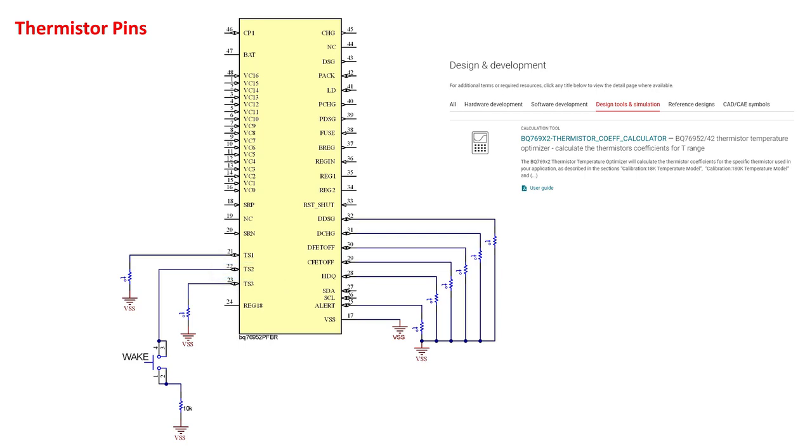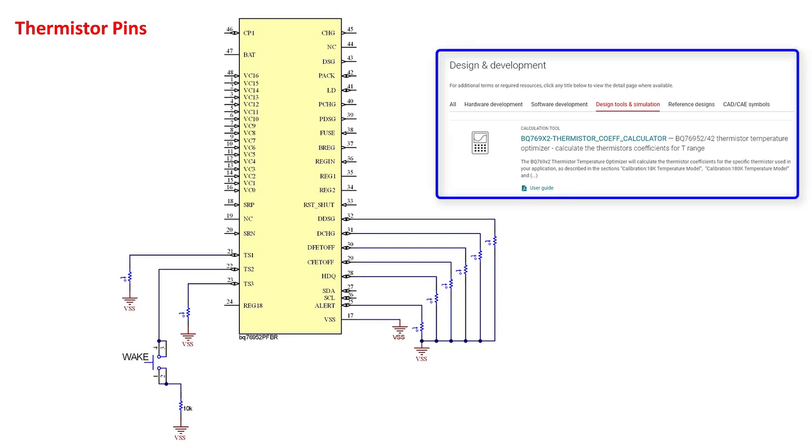In the software development phase of the project, it is important to pick optimal coefficients for the specific thermistor used on the hardware to use in the temperature calibration registers. There is a tool in the design and development section of the product page that can be used for this.